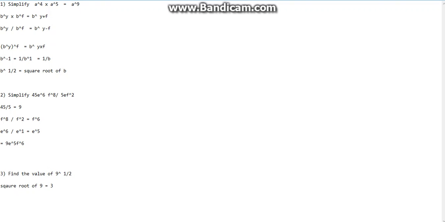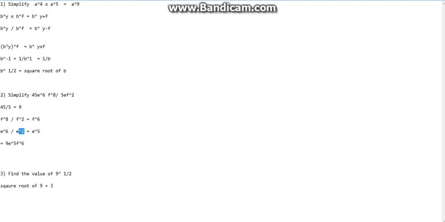Remember the rules from earlier. F to the power of 8 over f to the power of 2 equals f to the power of 6, because you're taking them away. And the same thing applies here. E to the power of 6 over e to the power of 1 equals e to the power of 5. So you've taken 1 away from 6.